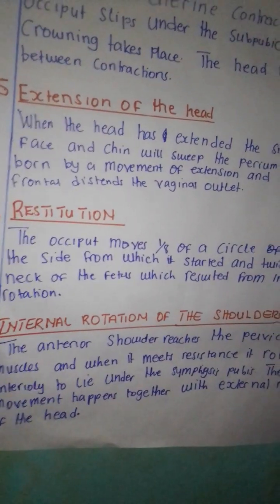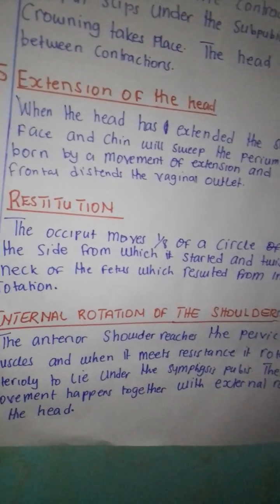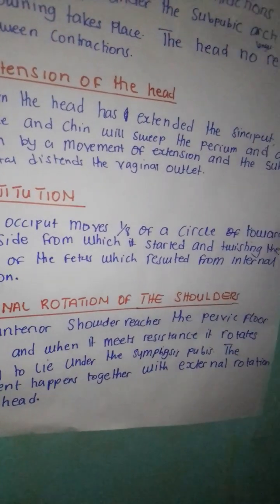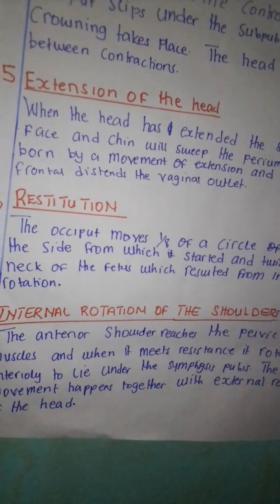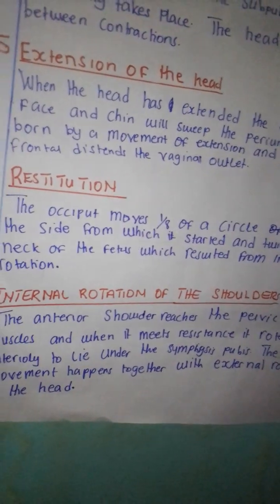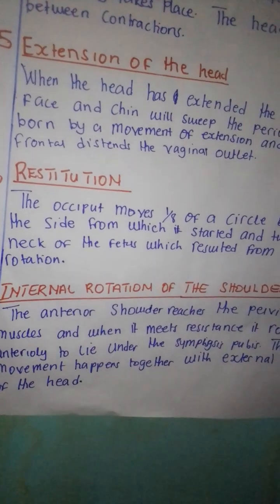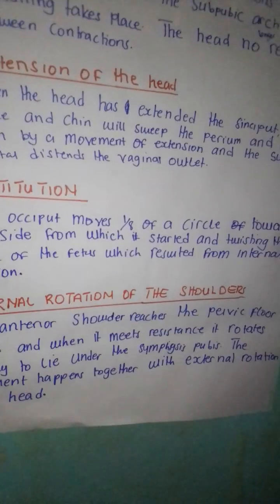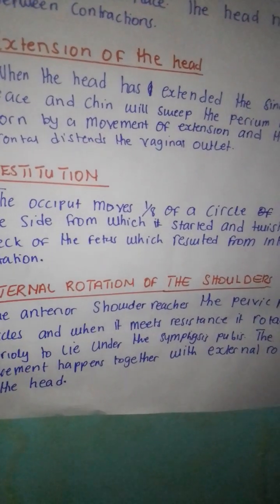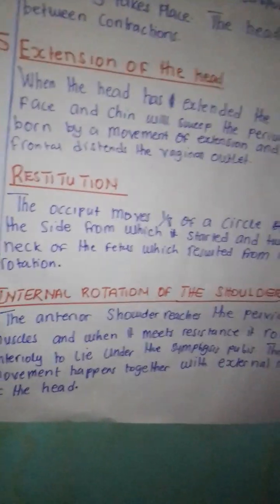Number seven, internal rotation of the shoulders. The anterior shoulder reaches the pelvic floor muscles, and when it meets resistance, it rotates anteriorly to lie under the symphysis pubis. The movement happens together with the external rotation of the head.